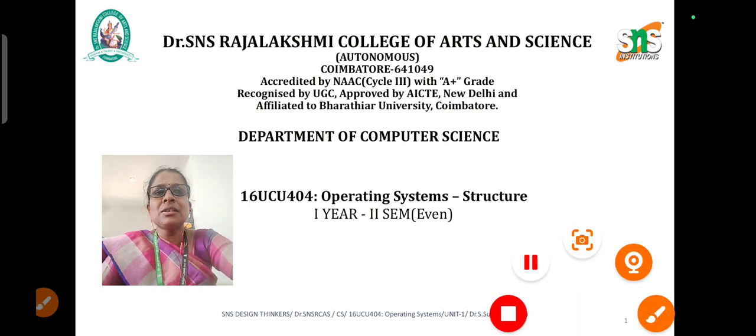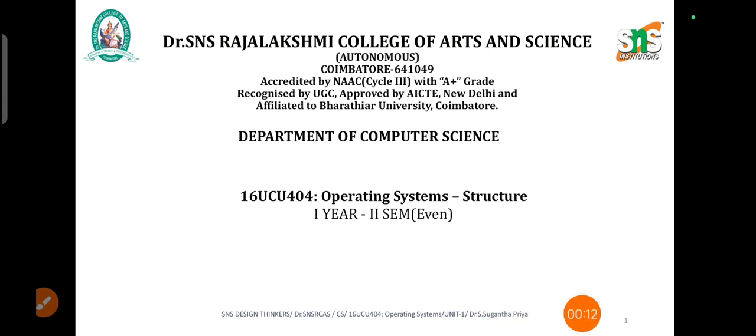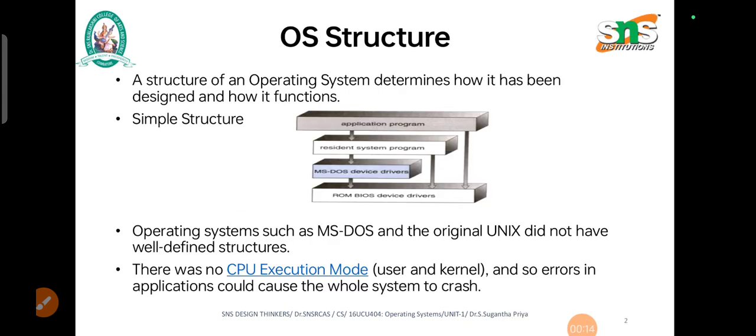This presentation is about operating system structure. The structure of an operating system determines how it has been designed and how it functions. We want a clear structure to let us apply an operating system to particular needs. Because operating systems have complex structures, it is easier to create an operating system in pieces. We break down larger issues into smaller and more manageable subproblems.